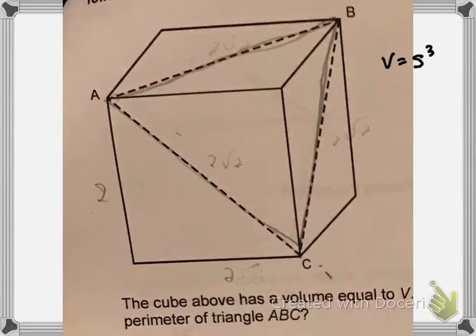And then it says find the perimeter of triangle ABC. So the perimeter of triangle ABC, if you look at the diagram, would consist of 3 diagonals, right? So you know that. So you put it in 3D. And then the next thing you will do now is to find an expression of the perimeter in terms of V, because if you look at the choices, they are all expressions with V.